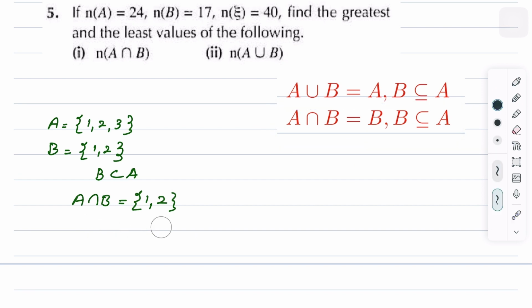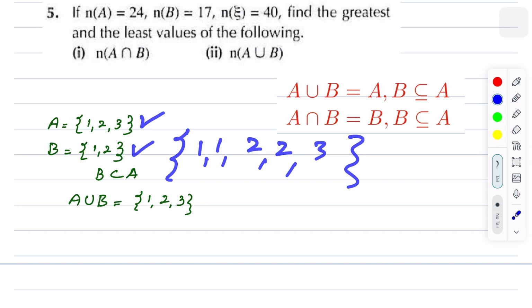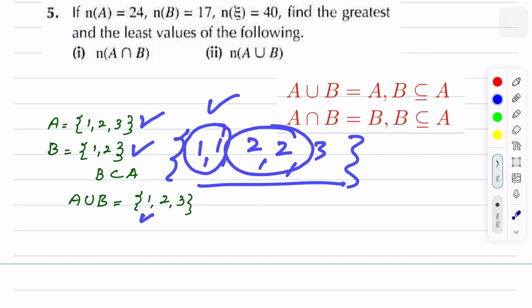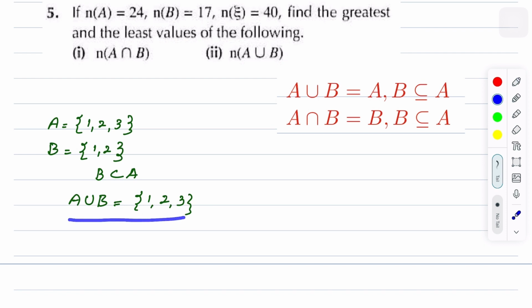Again, if I ask you to find the union of these two, union is when you combine all these elements. So in this case, you will write 1, 2 and 3. You will combine all these elements, but we cannot repeat any element. So you will write 1, you will write 2, and then you will write 3. You cannot repeat any element, otherwise that is against the definition of a set. So in union, you have 1, 2 and 3.